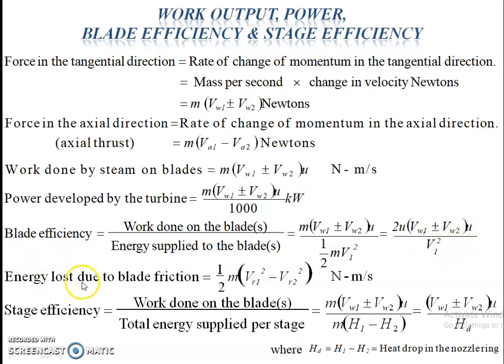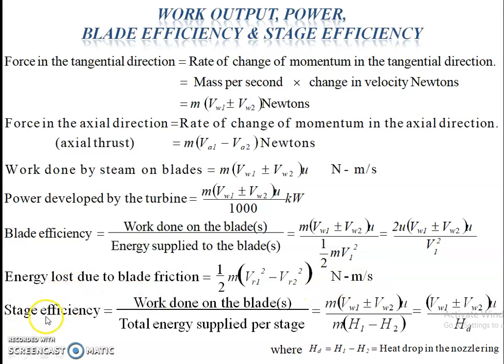Finally we get the energy lost due to blade friction. From the inlet velocity triangle minus the outlet velocity triangle, the energy lost to friction is 1 by 2 m into VR1 square minus VR2 square.